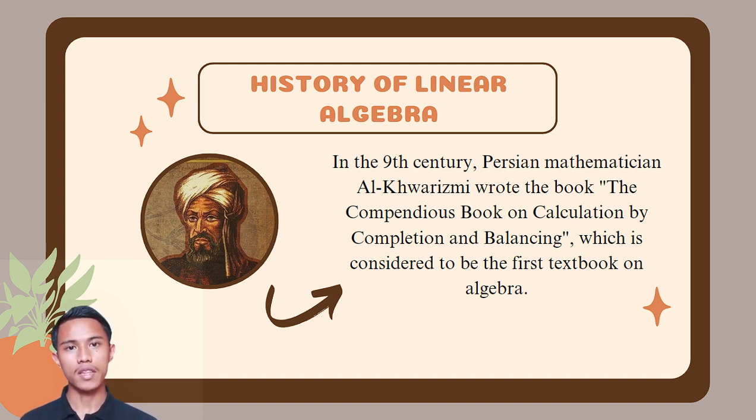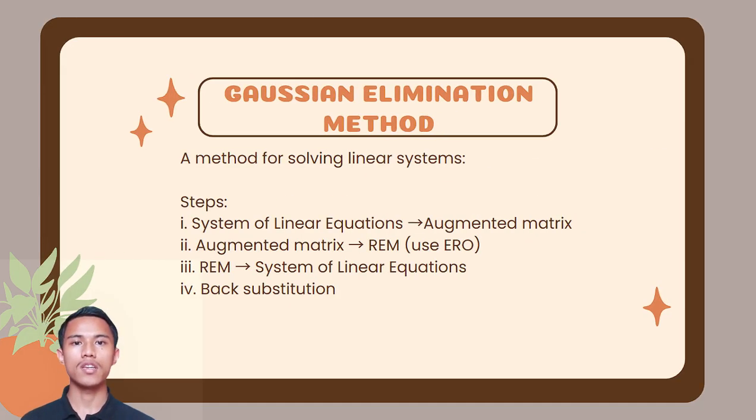So, the method we use to solve our case study is the Gaussian elimination method. In order for us to solve a linear system, first we have to transform it into an augmented matrix. Next, we have to apply ERO, which is elimination row operation, to get REM. After that, we will need to transform it back into a system of linear equations that eventually, using back substitution, gets the exact value of each variable.